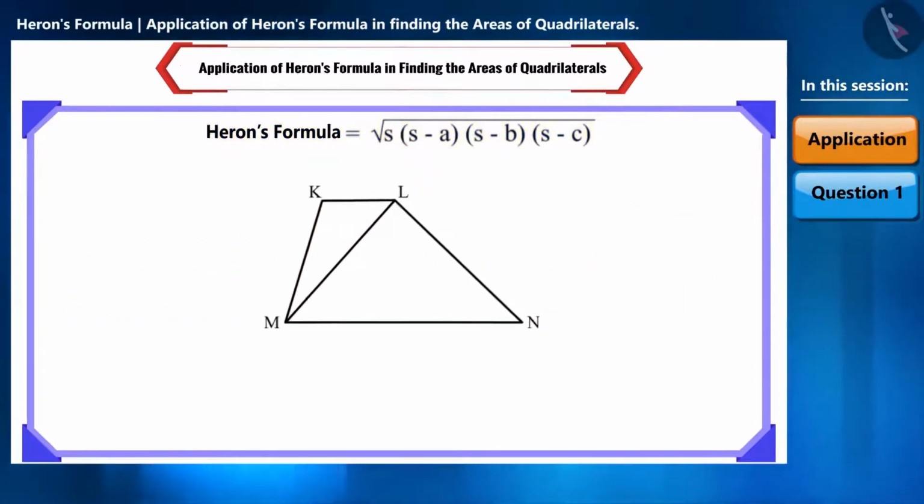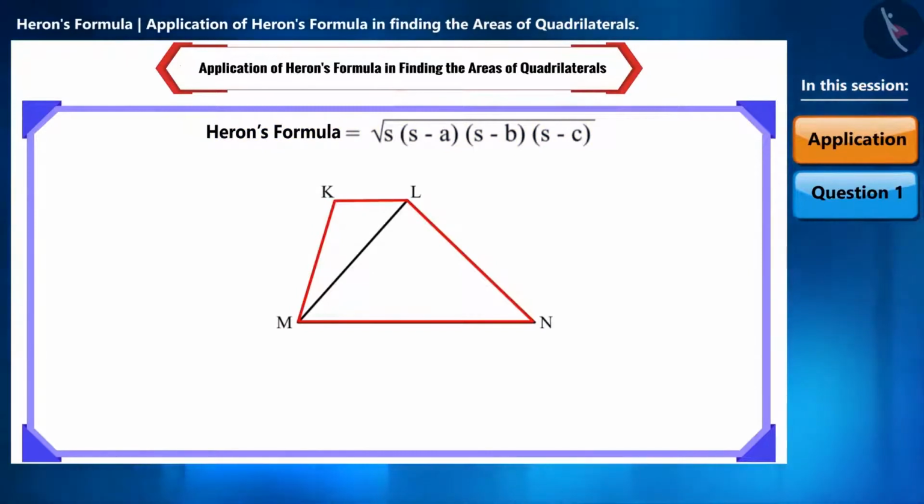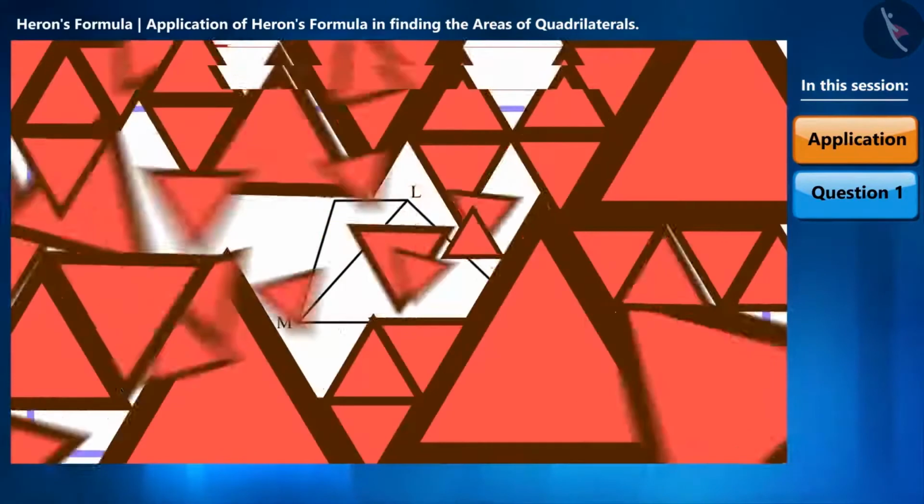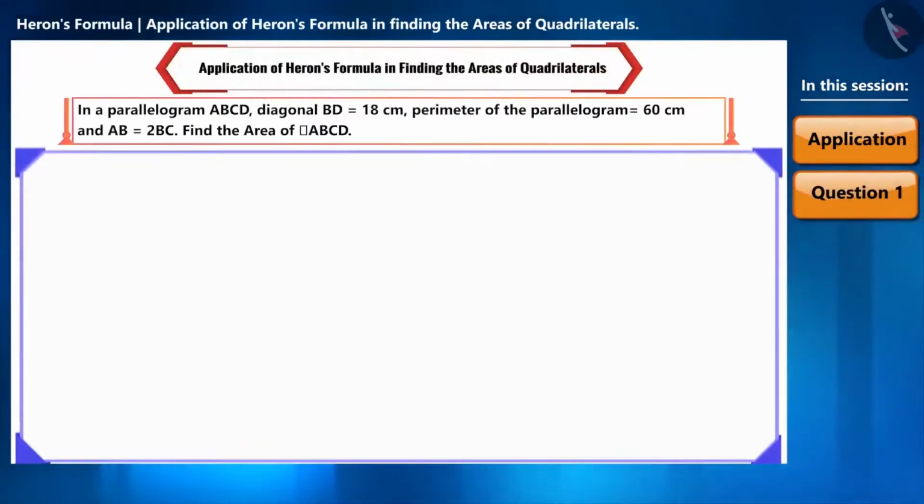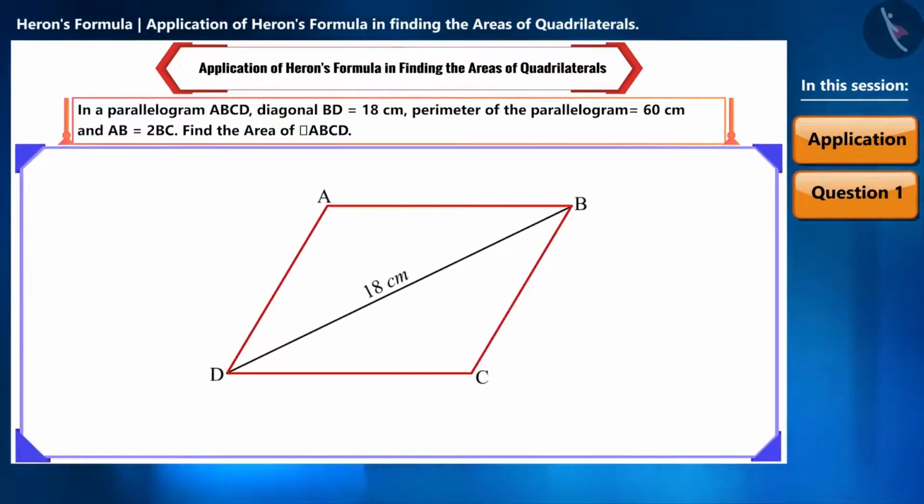In this session, we will apply Heron's formula to find only the areas of quadrilaterals. Now let's take one question. Friends, in a parallelogram ABCD, diagonal BD equals 18 cm and the perimeter of ABCD is given to be 60 cm. It's also given that AB is 2 times BC and we have to find the area of parallelogram ABCD.